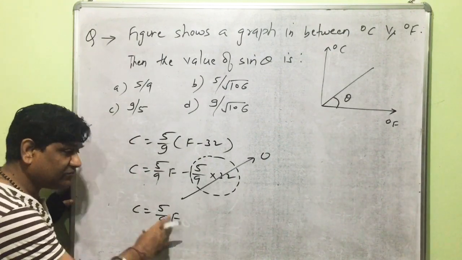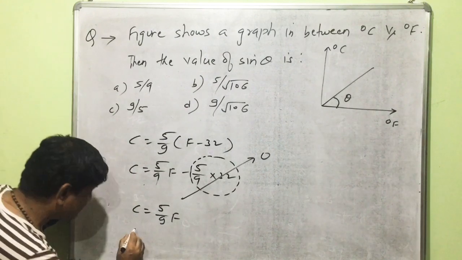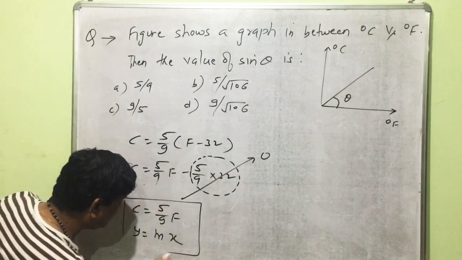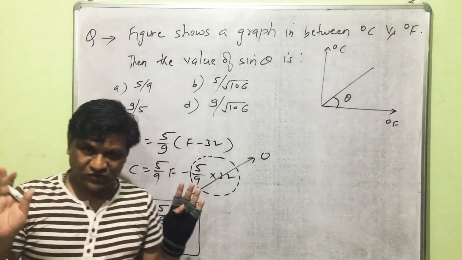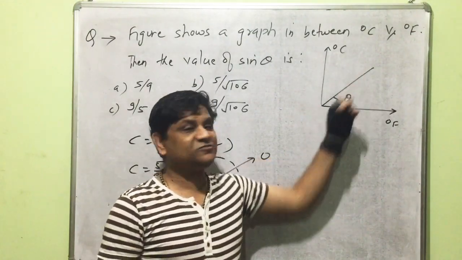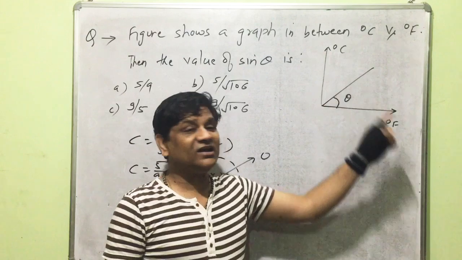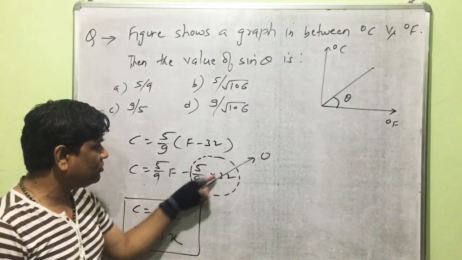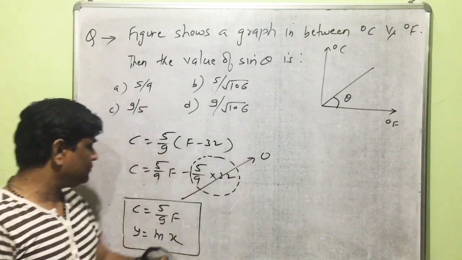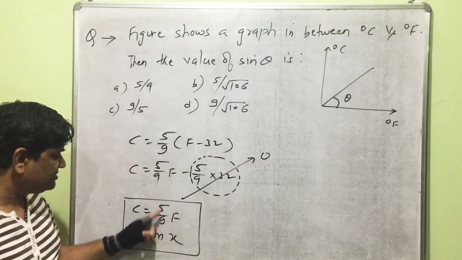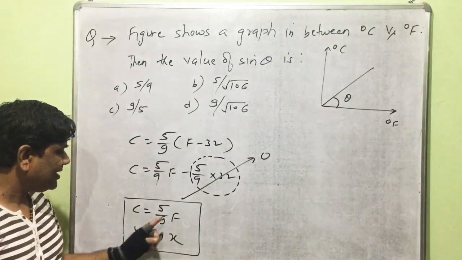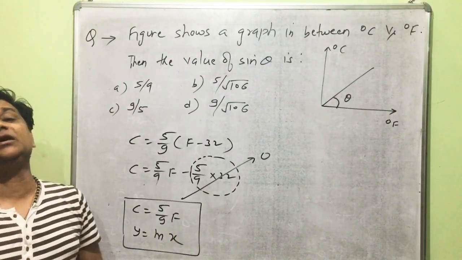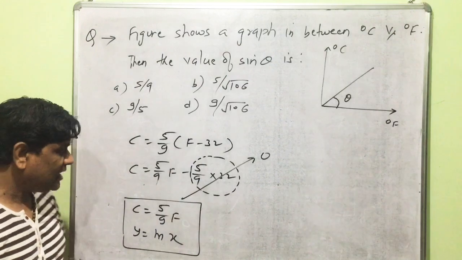Now this equation we can compare with the equation of a straight line y is equal to mx. Now the picture is clear here, how this straight line is passing through origin. This straight line will pass through origin only whenever this value will become equal to 0. And if it is equal to 0, the equation will become C is equal to 5 by 9 of F, and this equation is compared with the equation of a straight line y is equal to mx.